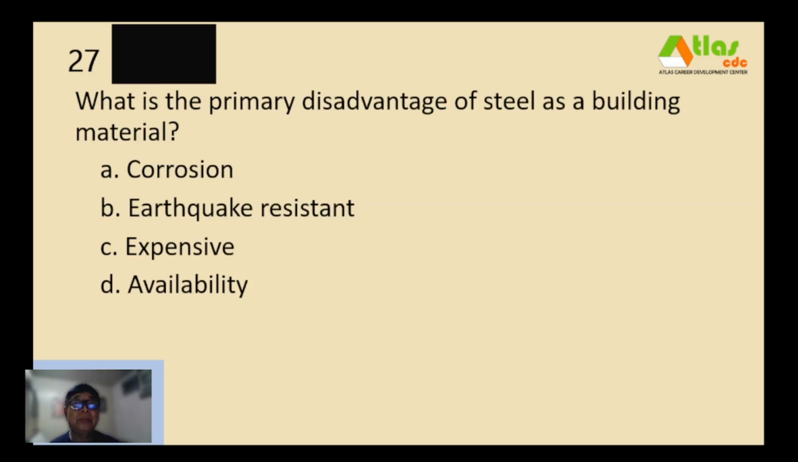Question number 27. What is the primary disadvantage of steel as a building material? A. Corrosion. B. Earthquake resistant. C. Expensive. And D. Availability. So 10 seconds.